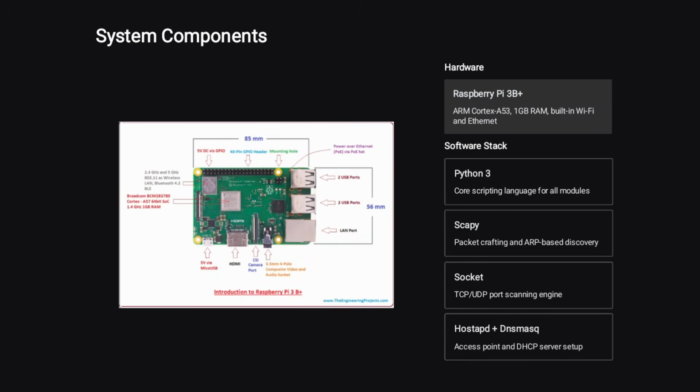System components. The system consists of both hardware and software. Hardware includes the Raspberry Pi 3B+, software includes Python, Scapy for packet analysis, socket programming for scanning, and hostapd with dnsmasq for network setup. These tools work together to perform scanning and monitoring tasks. The design is lightweight so it can run efficiently on low power devices.